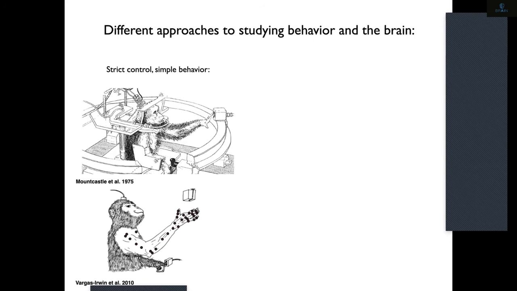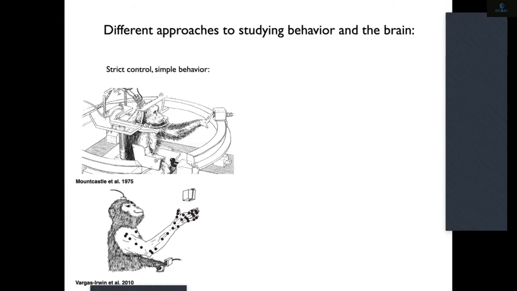I'll just say that there are two dominant approaches over the decades that have guided the study of behavior in the brain. The older one, which has been incredibly productive, uses very strict control and studies very simple behavior. In this case, the animal is head-fixed, sitting in a chair with its head restrained. There's a microdrive recording cells from a part of the brain called the posterior parietal cortex. The animal is responding to various visual signals and reaching out to certain spatial locations, performing specific actions. So the behavior here is very restrained, but very precise and very repeatable. And this technology has improved.